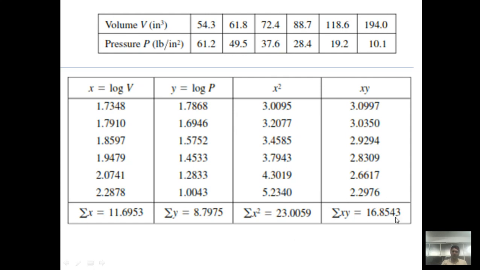And in the last row, we just have to find the sum of each column. That is 1.7348 plus 1.7910 and so on, plus 2.2878, which leads to 11.6953, and so on. Summation of xy, that is the sum of all the elements in the last column, leads to 16.8543.